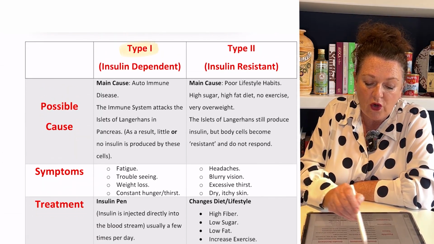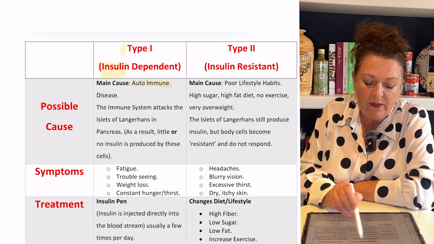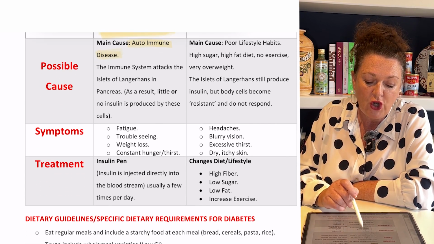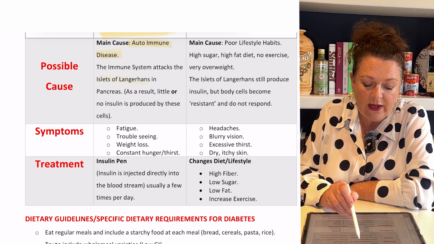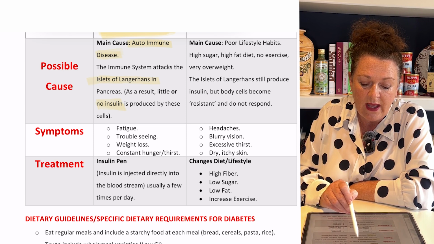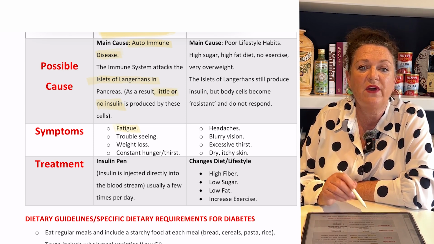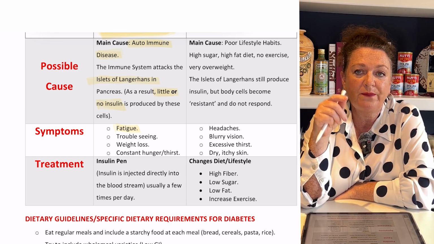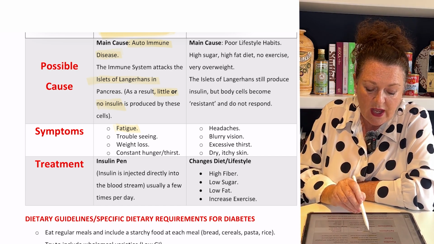With type 1 or insulin dependent diabetes, we said the main cause is autoimmune disease. For no apparent reason, an idiopathic cause, the islets of Langerhans produce little or no insulin, and as a result you have fatigue because, as we said, the glucose is secreted out of the body in the urine. So the body cells haven't absorbed the glucose, so you're tired.